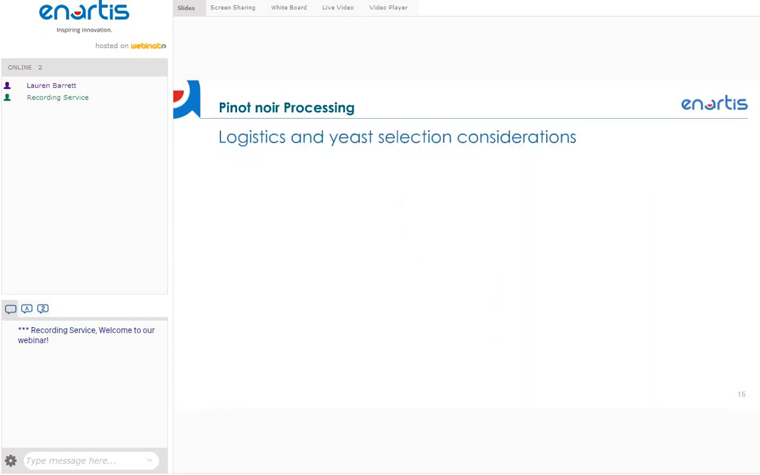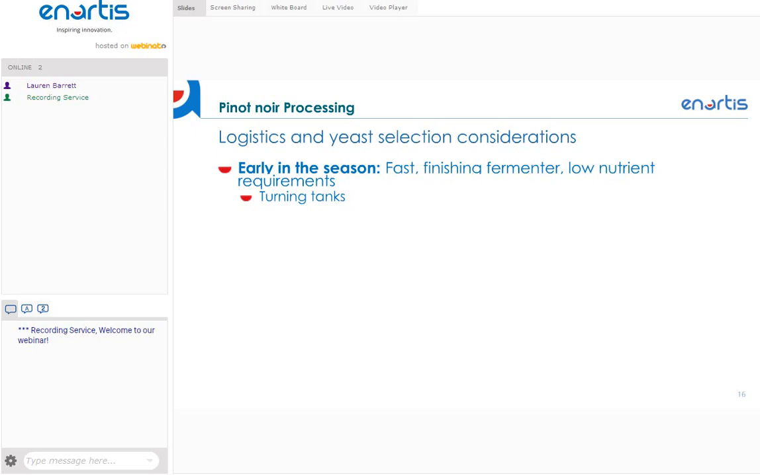It's important to consider the reality and logistics of making Pinot Noir when considering yeast selection. Earlier on in the season, we are going to want a yeast strain that is a fast finishing fermenter with low nutrient requirements. There's going to be a lot of turning of tanks. It's a stressful time for winemakers. We don't want anything that is going to have a slow or lag fermentation.